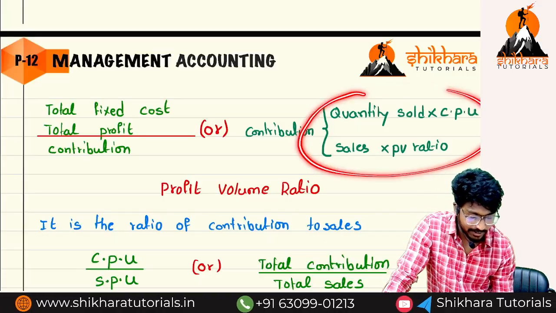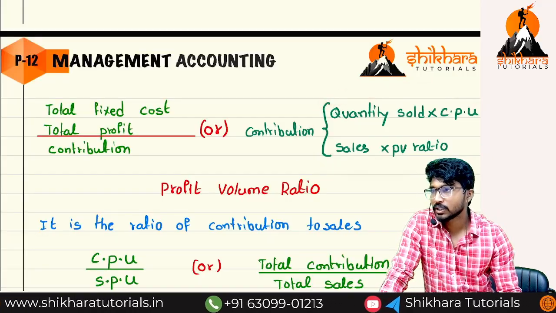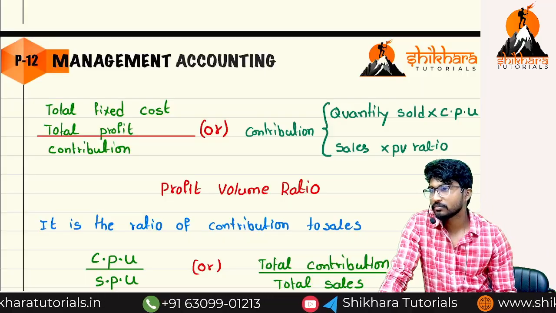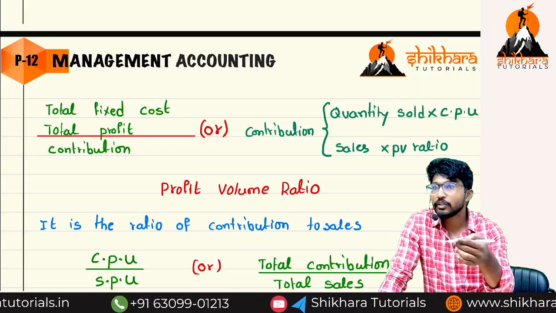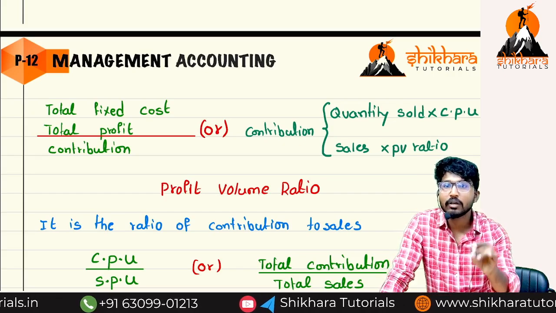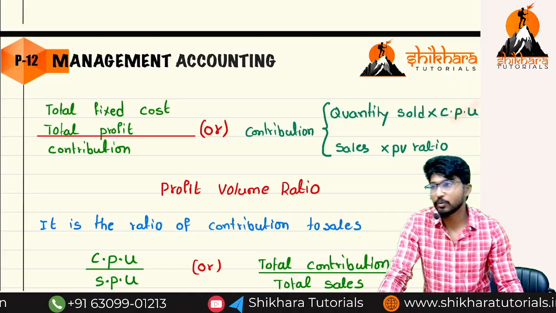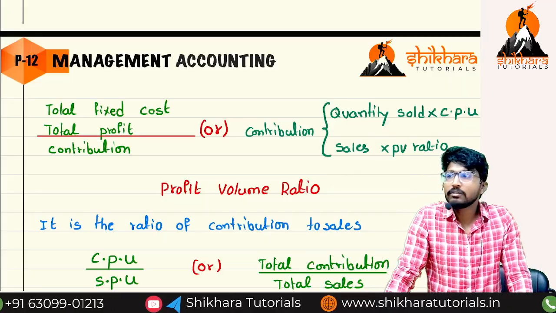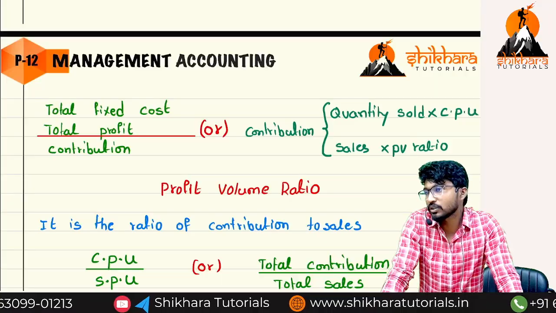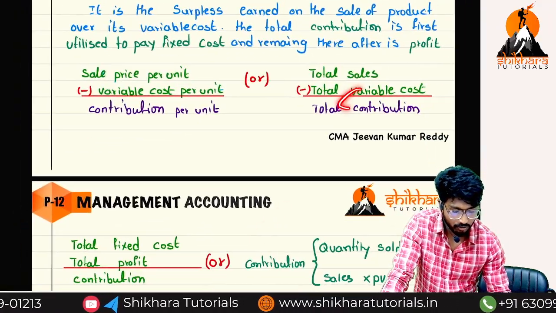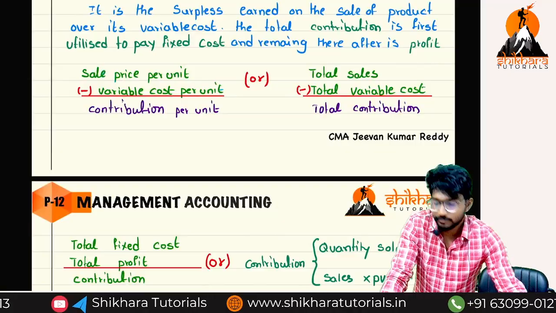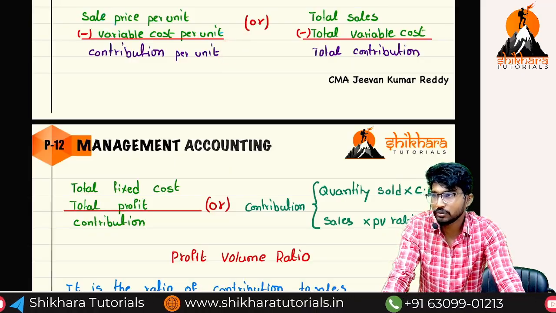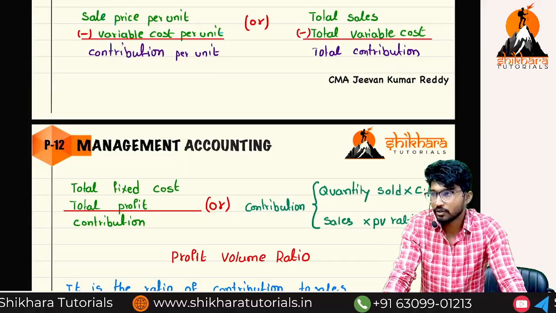Another formulas are also there. Quantity sold, or volume of sales, into contribution per unit, you will get contribution. Another one is sales into PV ratio, you will also get contribution. These are the available formulas we have for calculating the contribution. Based on the situation and the nature of the question, you use different formulas for calculating the contribution.